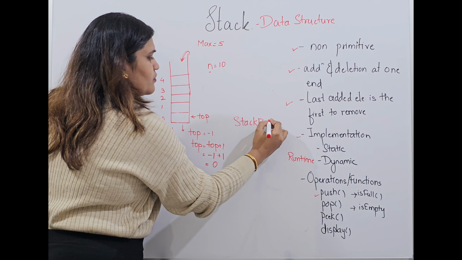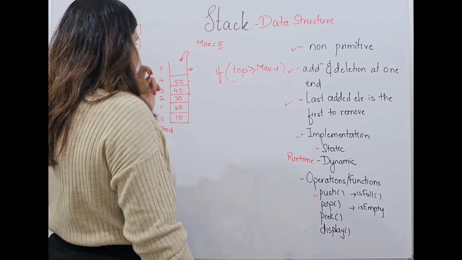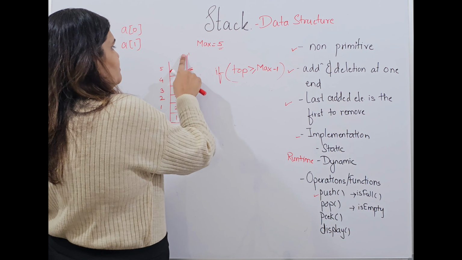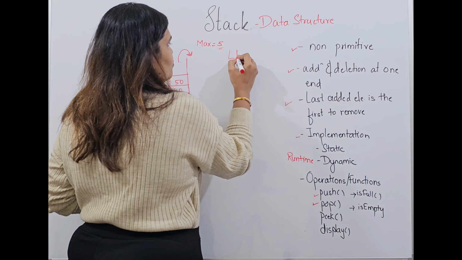The next function that we have is pop. Now what do we do in the pop function? We try to remove the elements. The concept is LIFO. LIFO stands for last in, first out. The last element to enter will be the first element to come out. So I already know that I have inserted elements. My top will be pointing here.